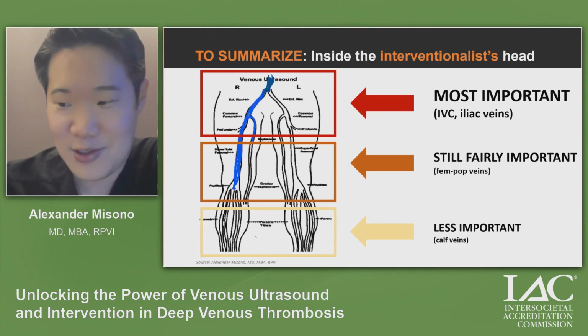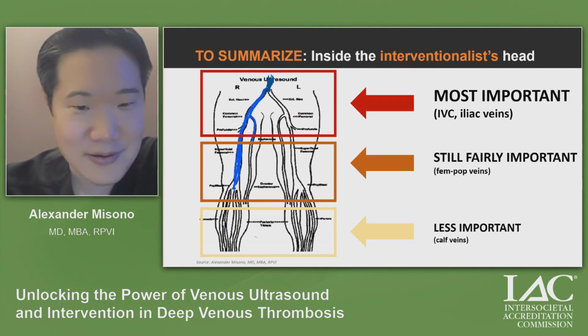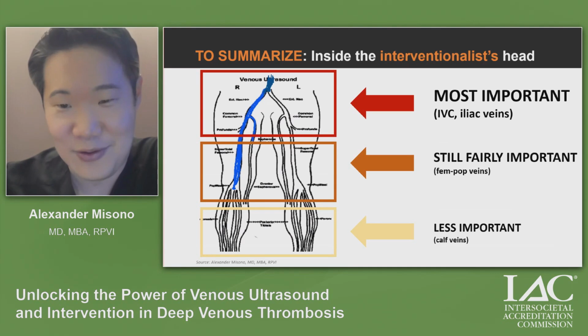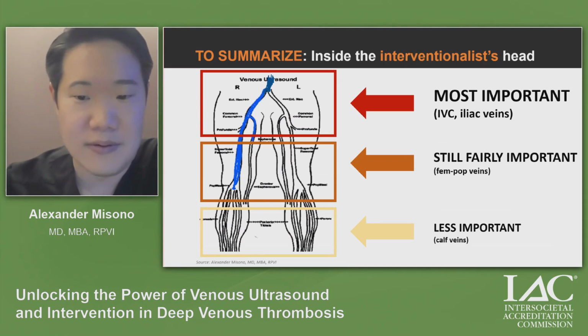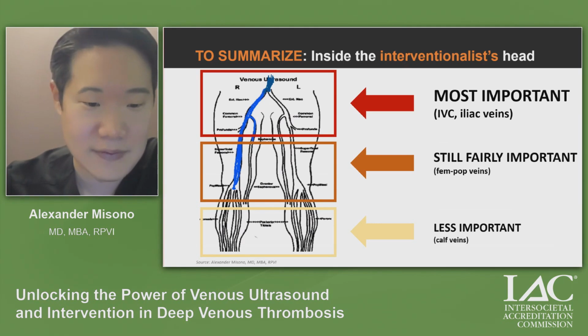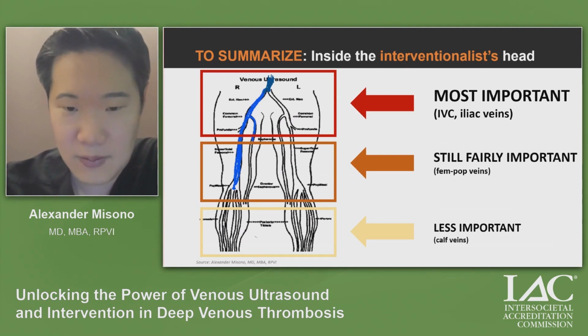Again, I told you, interventionalists, we're plumbers, fairly simple in terms of the way that I approach problems. I like the big veins. This is like the third time I've said it because it is so important. IVC, iliac veins, very important. FemPop, still fairly important. And then, of course, the calf veins, still important, but in terms of an intervention, a little bit less so.